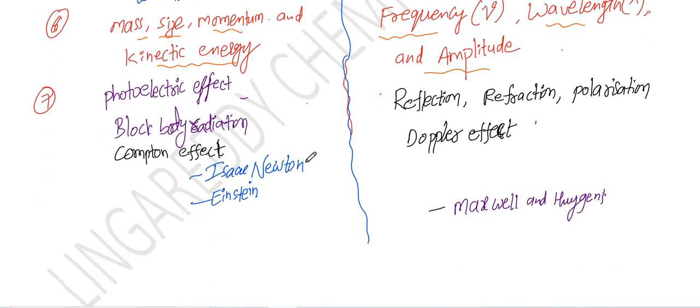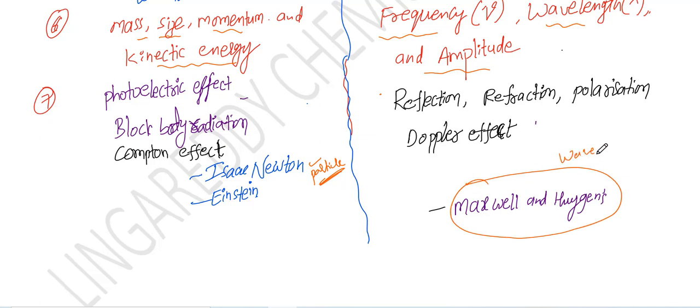Initially, before 1800, Sir Isaac Newton proposed completely particle nature. But later Maxwell and Huygens proved the wave nature, due to reflection, refraction, polarization and the Doppler effect; all these effects support the wave nature. Before 1900, the wave nature was very popular.